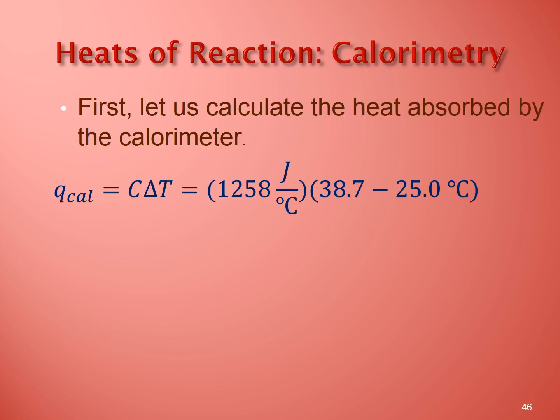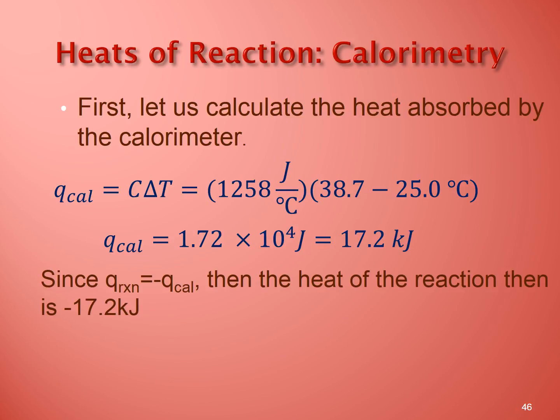If we calculate that, it's just C times delta T. So it's 1258 times the difference, which is 13.7 degrees Celsius. So 17.2 kilojoules of heat was absorbed by the calorimeter, and we measured that as a temperature increase. That means that the reaction itself gave off 17.2 kilojoules of heat. So negative 17.2 kilojoules of heat released by the reaction.